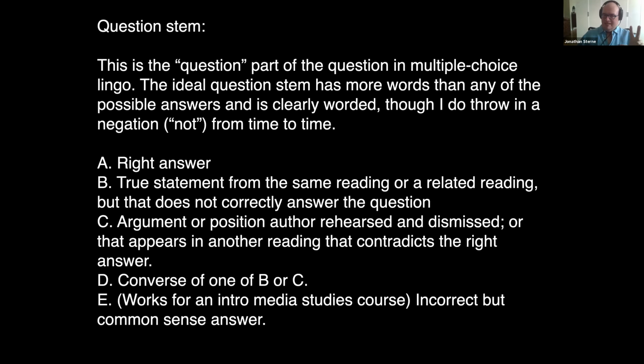So you have the correct answer. Then you have a true statement from the same reading or a related reading, but that does not correctly answer the question. That is a test of comprehension. I read this somewhere, but wait, does it really answer the question? Third, because it's a humanities course, authors are always rehearsing arguments in order to dismiss or criticize them. And it's important that students understand the author's not arguing for this position. Again, a test of comprehension. D can be the converse of one of those things, so just reversing some of the arguments or statements.